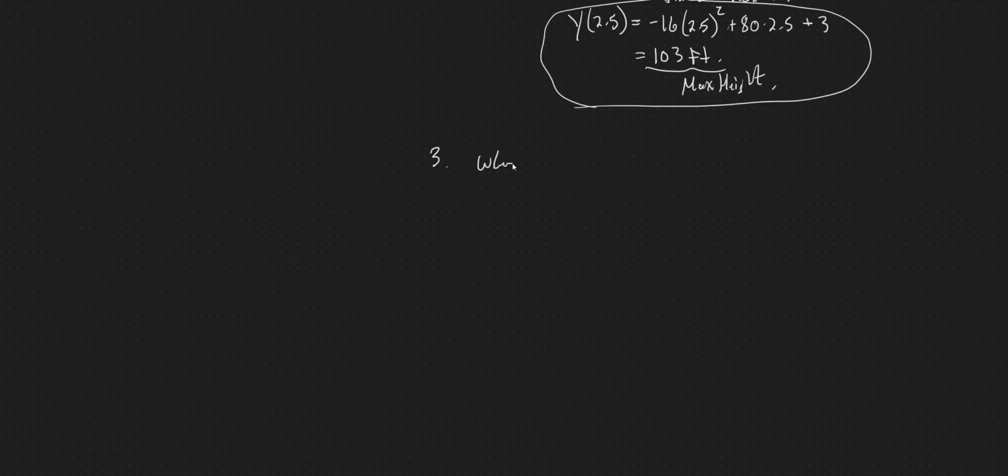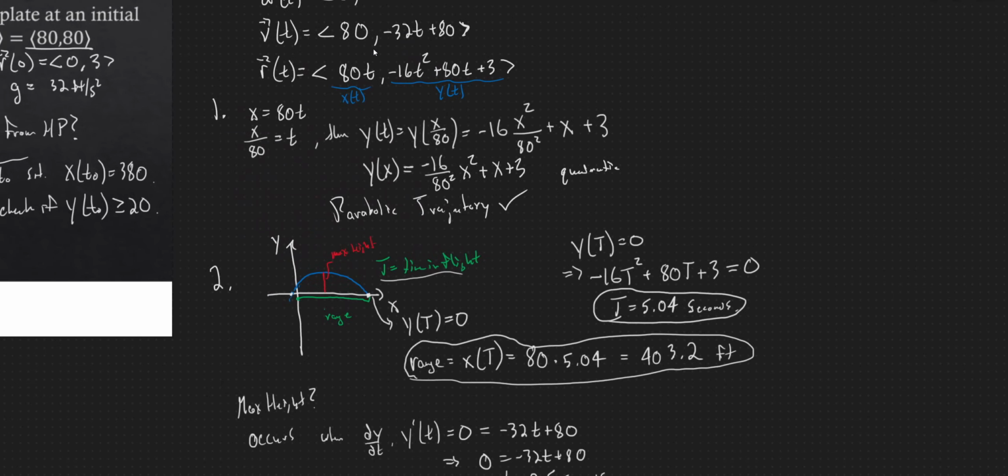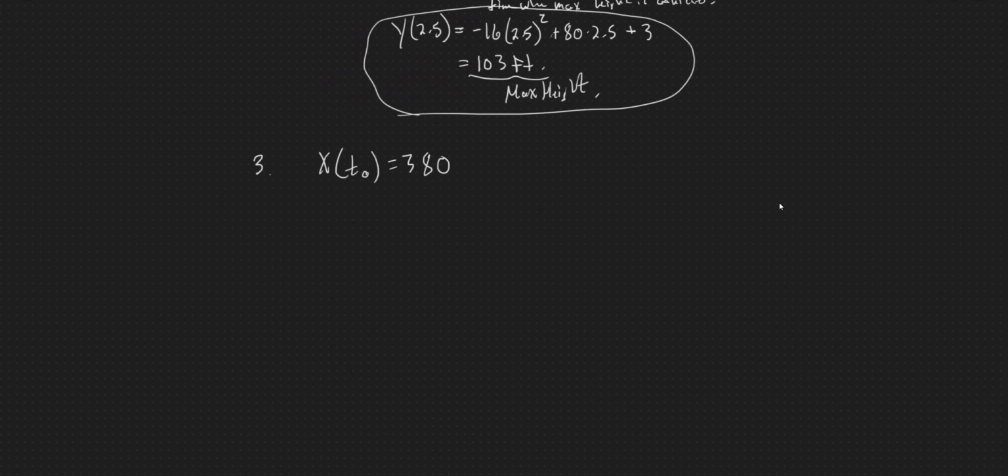So when I say x of t naught is equal to 380, what's my x position again? I can scroll up and find it; it's all conveniently located inside my position vector. So 80t is my x of t. That's 80 t naught equal to 380. I can now easily find t naught. That's 380 divided by 80, so t naught is 4.75.